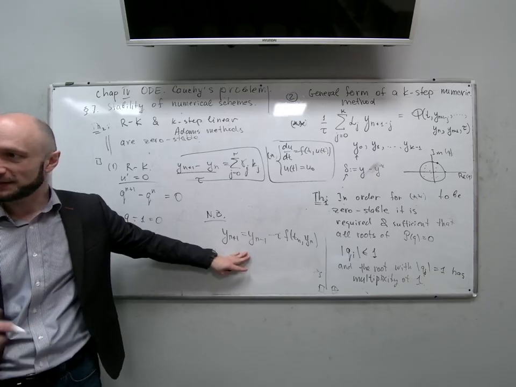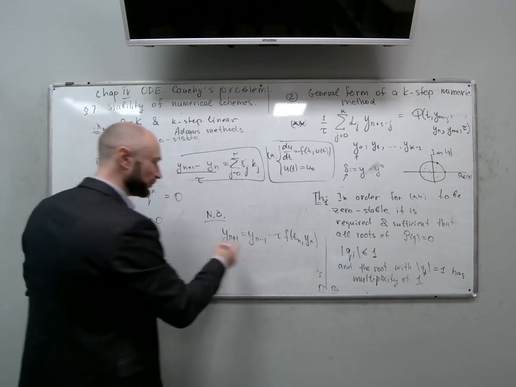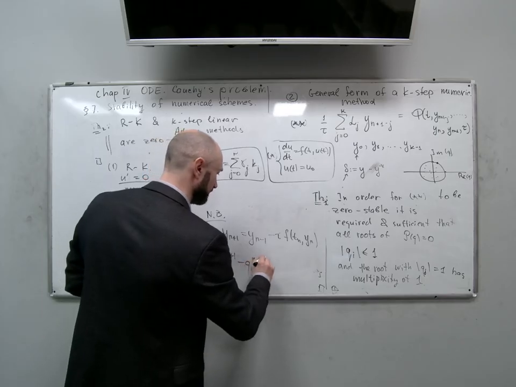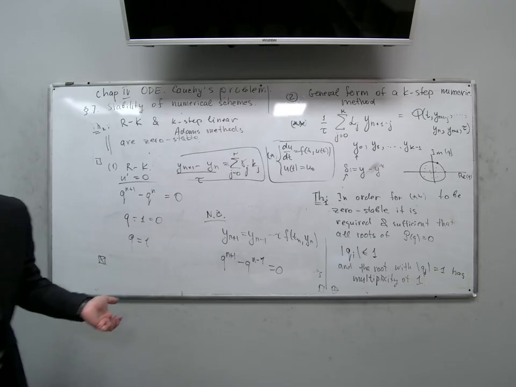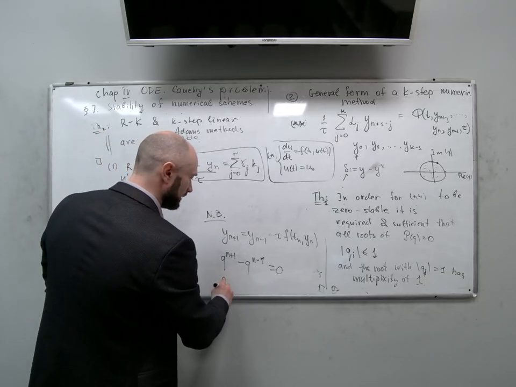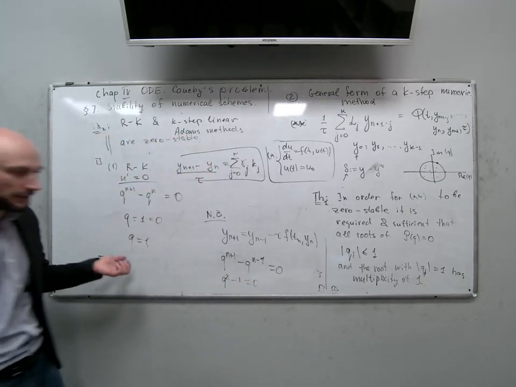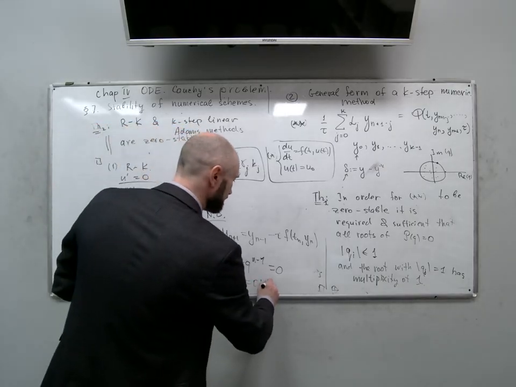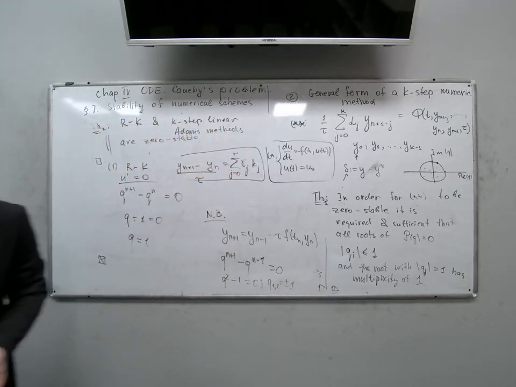All right, it's a two-step method. But what do we have for it? q to the power of n plus 1 minus q to the power of n minus 1 is equal to 0. This is the characteristic equation of this method, right? Then I divide everything by q to the n minus 1, and I get q squared minus 1 equals 0. And I'm sorry, but I have two roots here: q is equal to plus or minus 1.